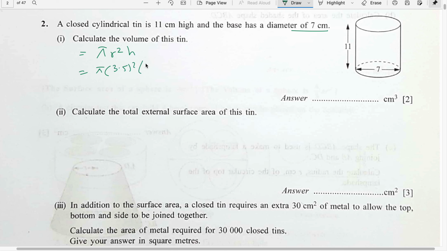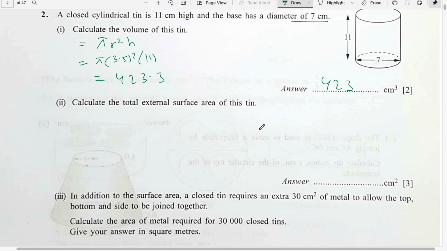3.5 squared times height. Use of calculator. Pi times 3.5 squared times 11 is 423.3, and up to 3 significant figures is 423. Degree of accuracy is always mentioned in the first page of the question paper.